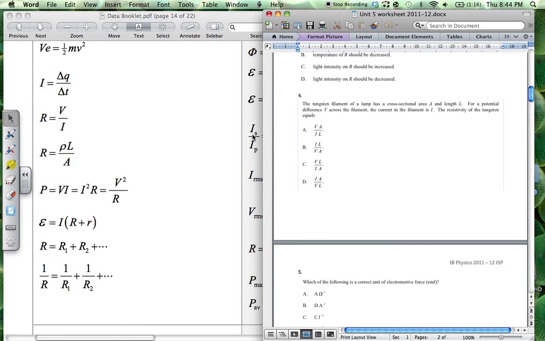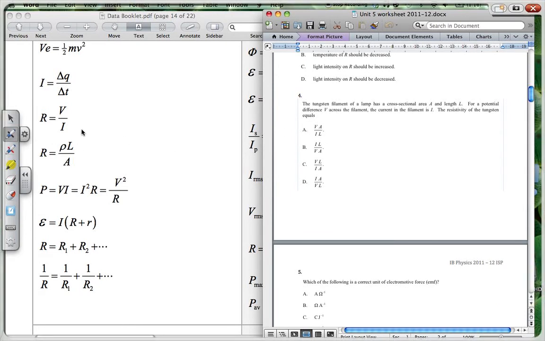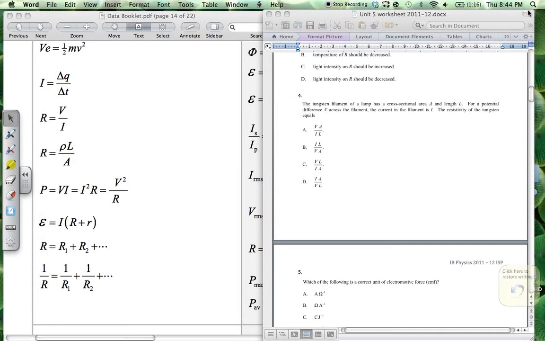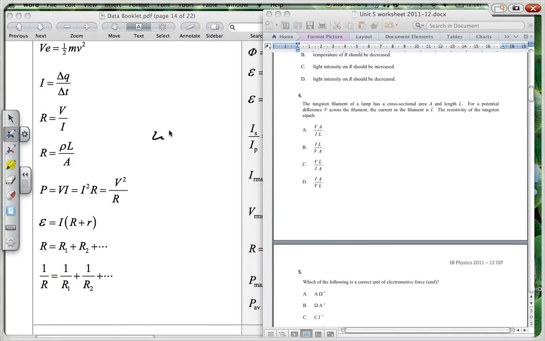Looking at question 4, it says a tungsten filament of a lamp has a cross-sectional area of A and a length L and a potential difference V across the filament. The current in the filament is I. The resistivity of the tungsten equals.